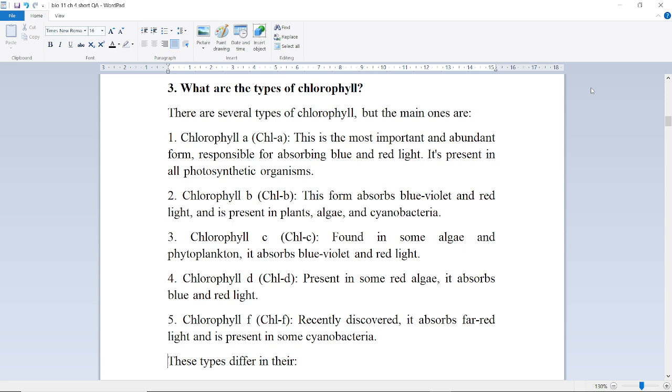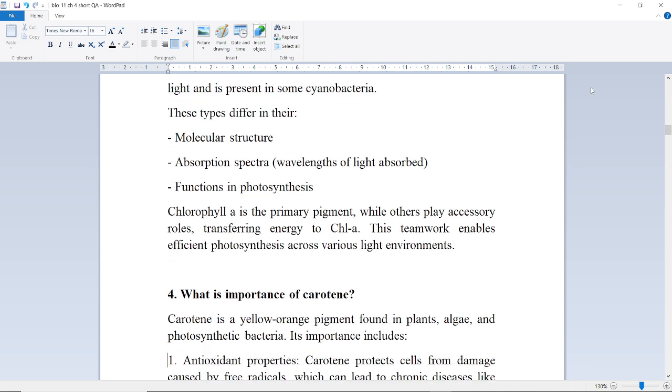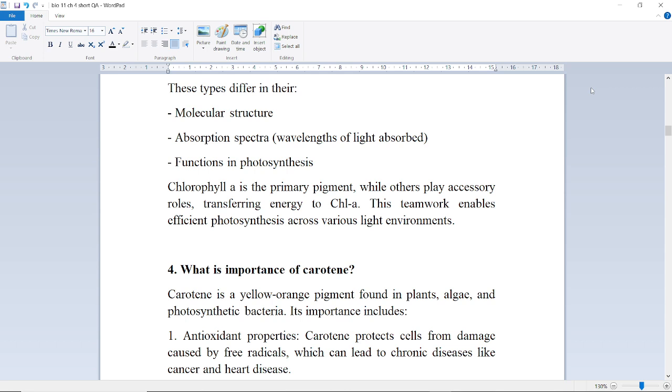These types differ in their molecular structure, absorption spectra, wavelengths of light absorbed, and functions in photosynthesis. Chlorophyll A is the primary pigment, while others play accessory roles, transferring energy to chlorophyll A. This teamwork enables efficient photosynthesis across various light environments.